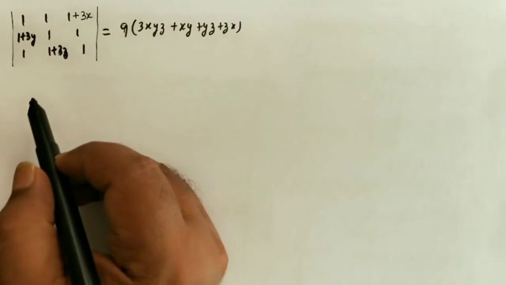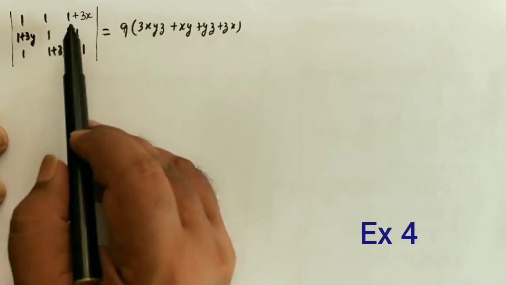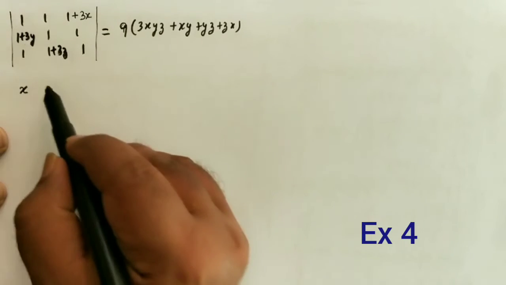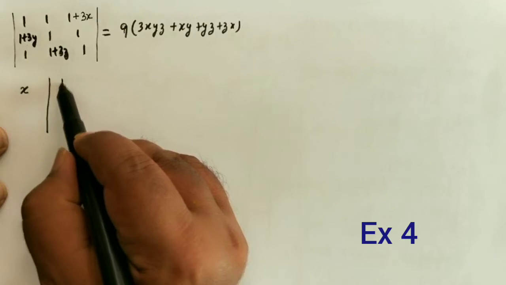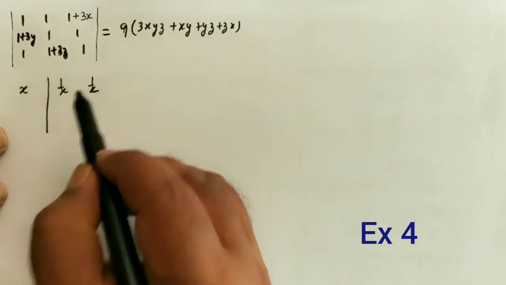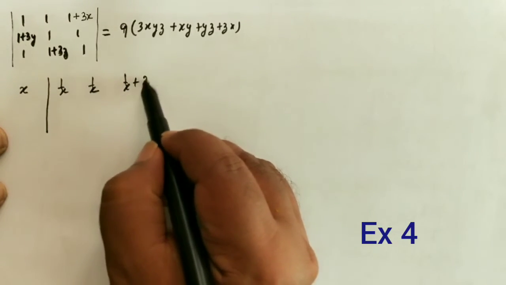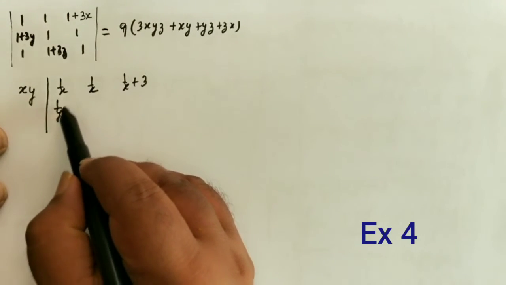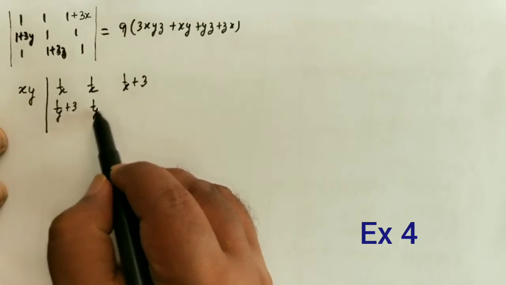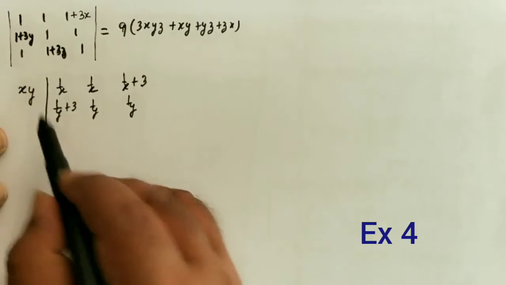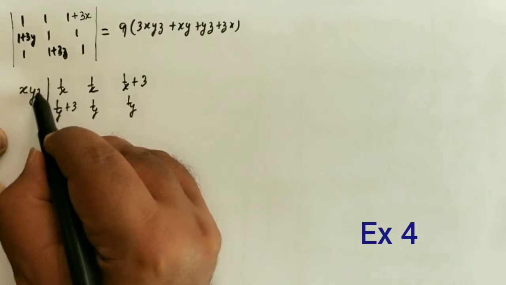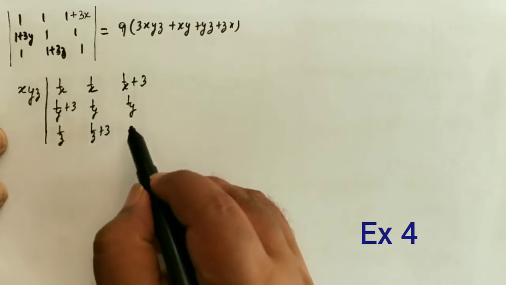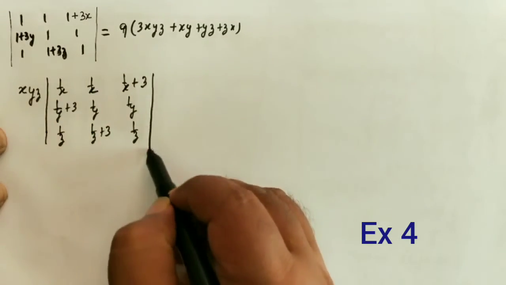So one more important question. First I'll take x common from the first row. I get 1 by x, 1 by x, 1 by x plus 3. Y common from the second row. 1 by y plus 3, 1 by y, and 1 by y. And z common from the third row. I get 1 by z, 1 by z plus 3, and 1 by z. This you need to write also.